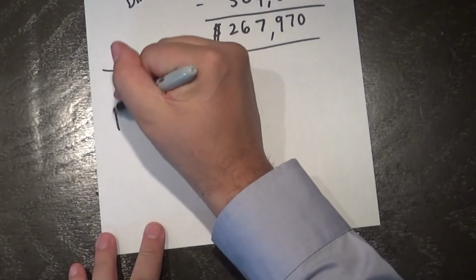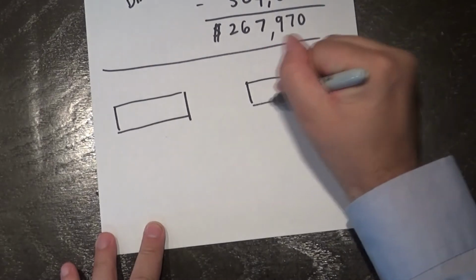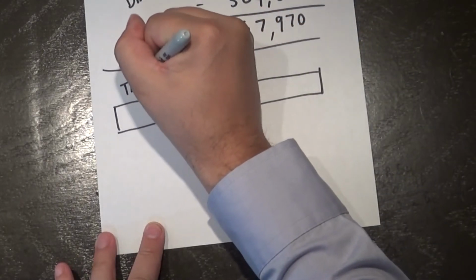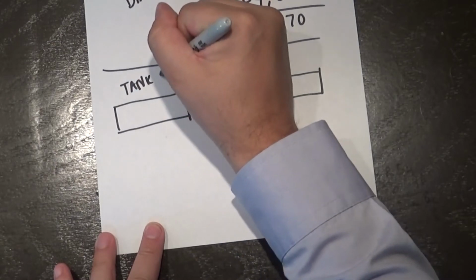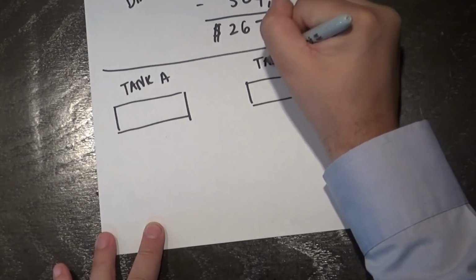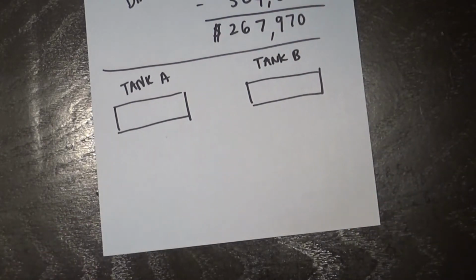And I'm going to go ahead and draw a very simple version of a tank. Now obviously these tanks would be in 3 dimensions, but I'm just going to make them rectangles. Why? Because that's what I feel like doing.